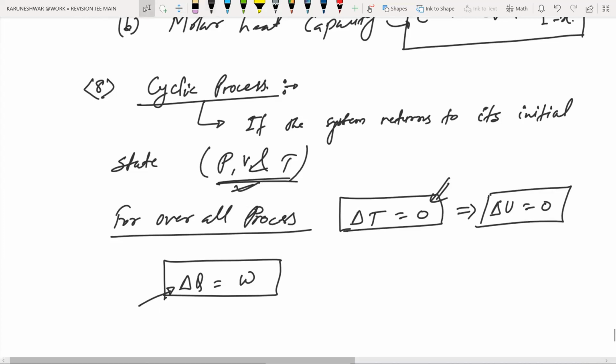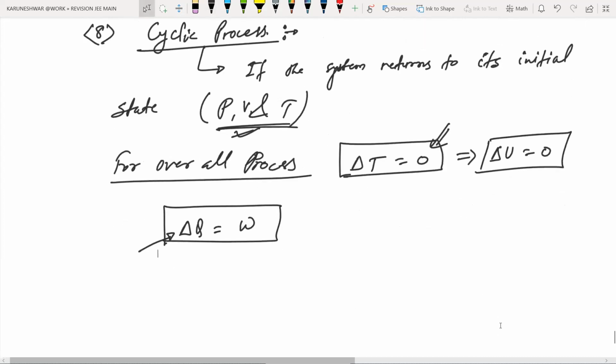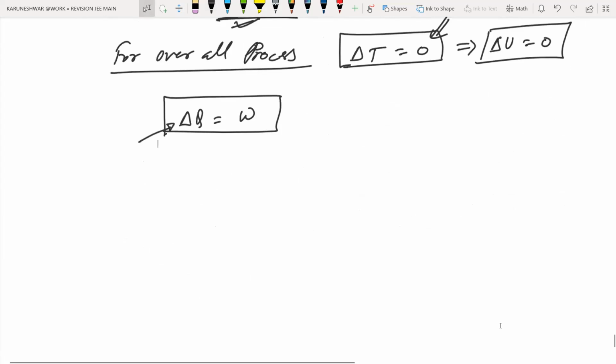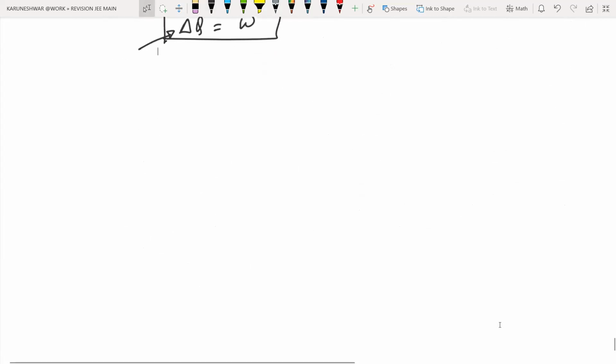After this cyclic process, we have the indicator diagram, which I have already discussed, that is, how to calculate the work done using the indicator diagram. Now we have the second law of thermodynamics, or what we can say, the Carnot engine. So the next topic is the Carnot engine.